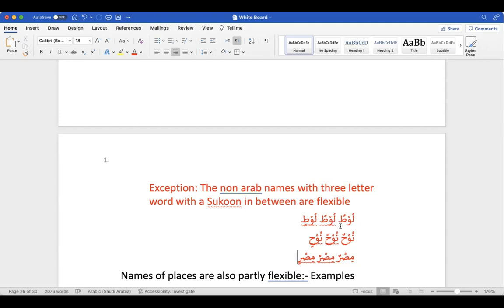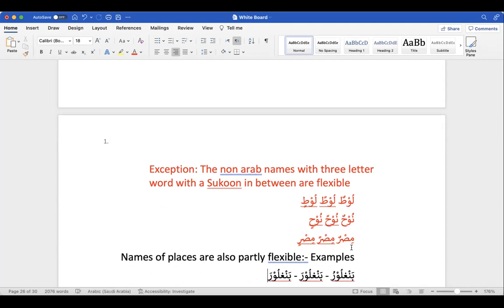So Lut, if you see, Lut is a non-Arab name, but it is a 3-letter name, Lam, Waw, Ta, right? A 3-letter name, and there is a sukun in the midst. So this exception is there. If there is a non-Arab name which is of only 3 letters and there's a sukun in the midst of the letters, then that name is fully flexible. So it can take all the harkats. It can take Lutun in marfu, Lutan in mansub, and Lutin in majroor. Like there's another name, Nuh, alayhi salatu wasalam, he was also a non-Arab prophet, right? But it's 3 letters. You can see, Nun, Waw, Ha, and there's a jazm on the waw.